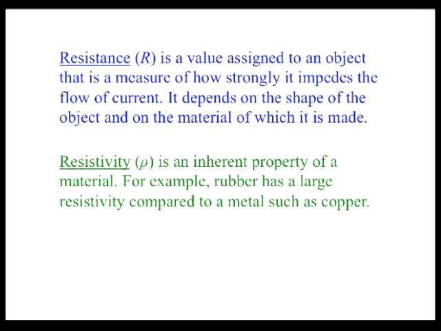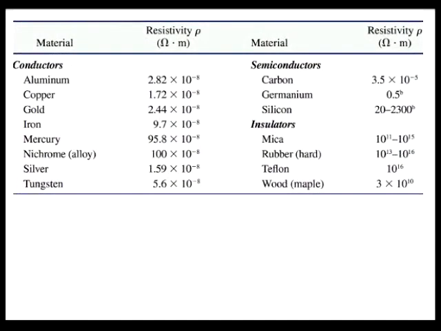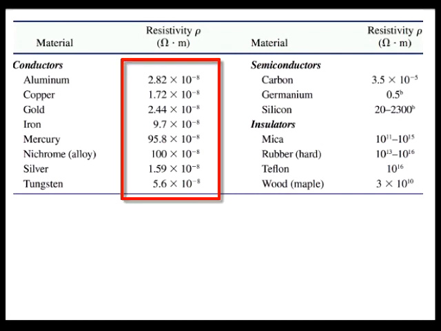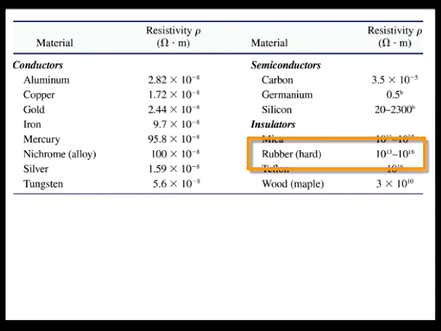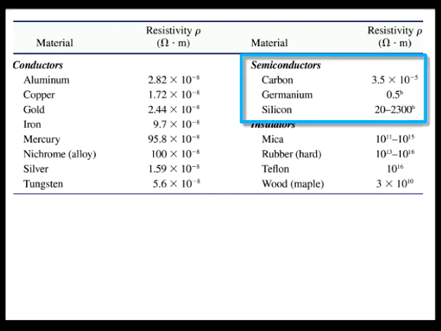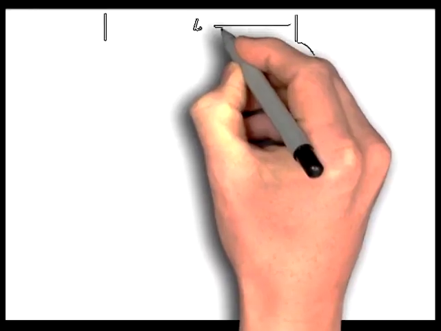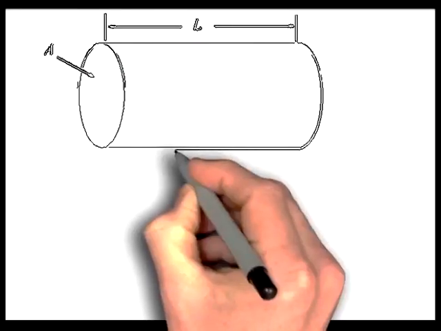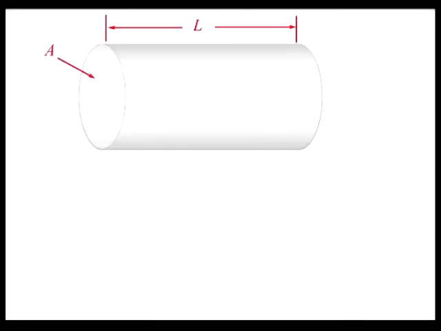For example, rubber has a large resistivity compared to a metal such as copper. The metal and alloy conductors in this table, for instance, all have resistivities on the order of 10 to the negative 8 ohm meters, whereas the insulators, like rubber, have resistivities many orders higher at about 10 to the 15 ohm meters. Semiconductors range somewhere in between. Knowing the dimensions of an object and the type of material of which it is made allows us to calculate the electrical resistance of the object.